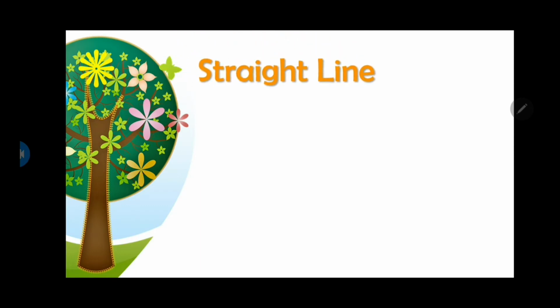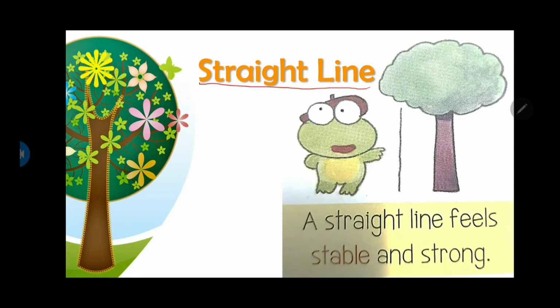First, we have straight line. Please underline the word straight line. And look at the picture. This is a line that shows stable feeling and strong feeling. You only have the direction of the straight line: up and down, or side to side, left to right, or right to left. That is a straight line.